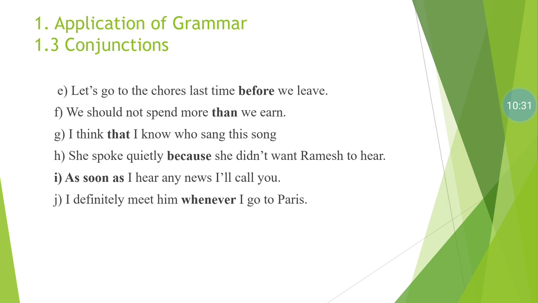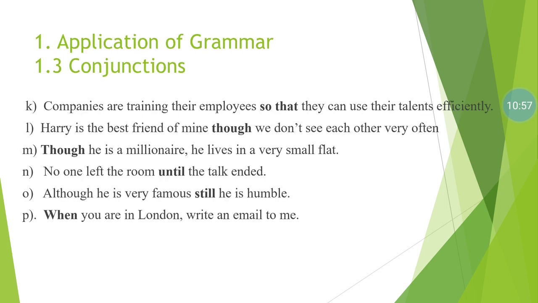I definitely meet him whenever I go to Paris. I definitely meet him, one clause is there, and whenever I go to Paris, another clause is there. By joining two clauses, we use whenever. Now, whenever is a subordinate conjunction for joining two clauses or two sentences.